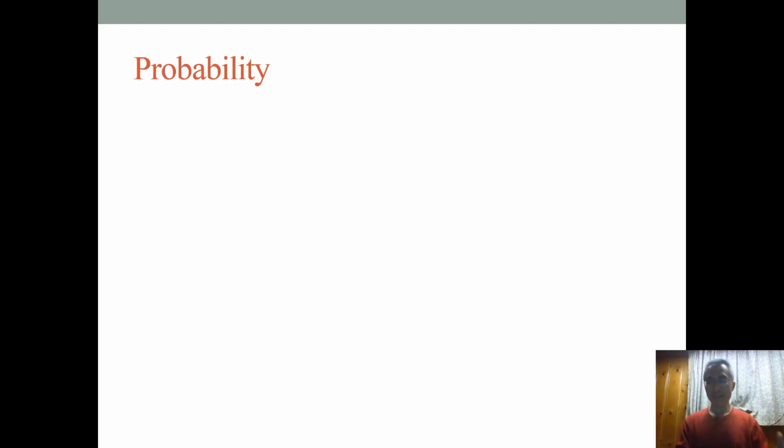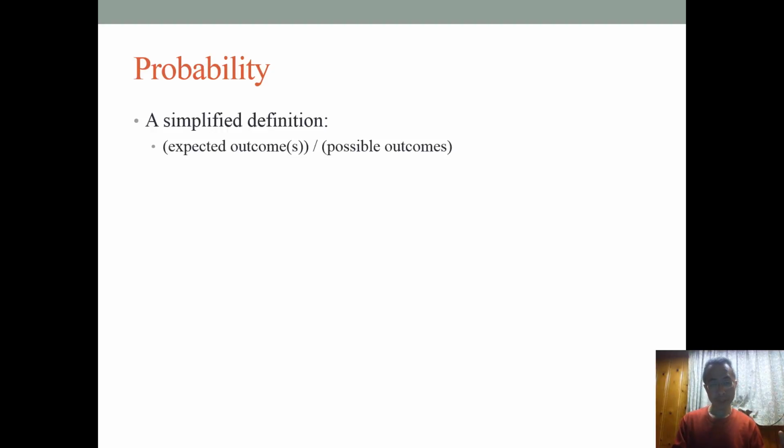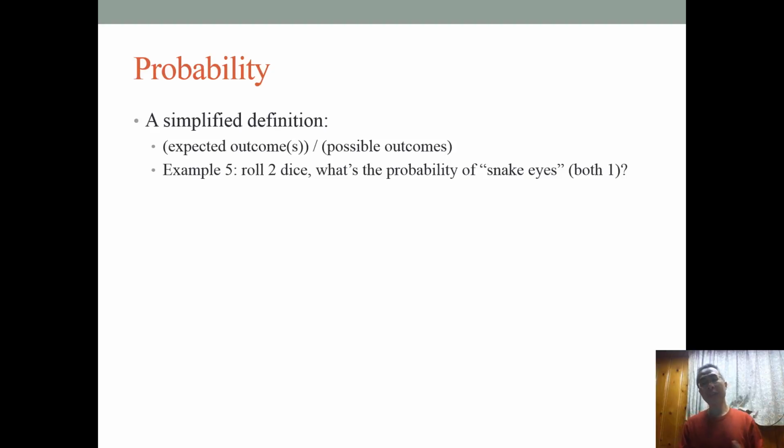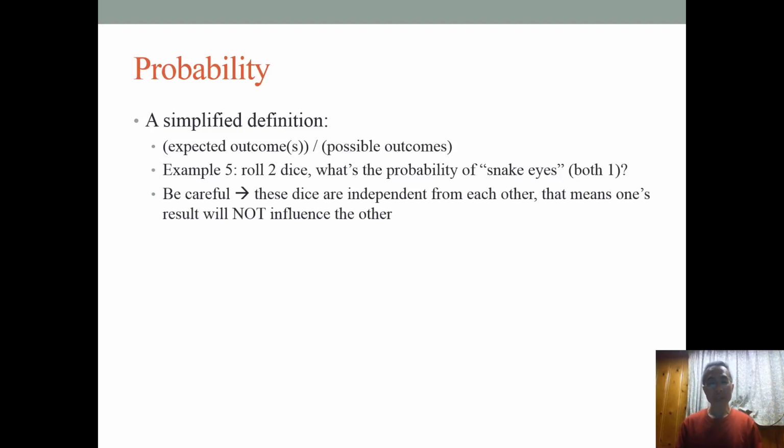Now let's get things a little bit trickier. For example, if we roll 2 dice, what's the probability of snake eyes? Both 1. Right. Remember, be careful. These dice are independent from each other. That means one's result will not influence the other.